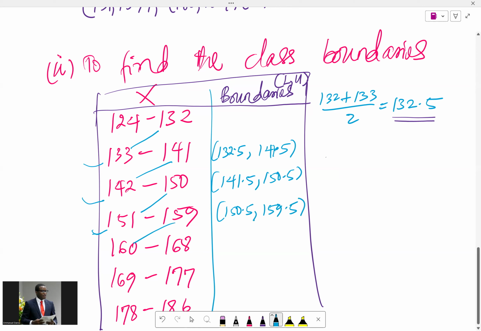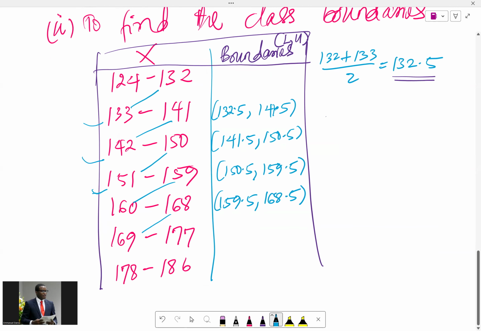Then next, the upper boundary in the first place is going to be the lower boundary for the next class. That's 159.5 by 168.5, lower, upper, like that. Then again here, the upper boundary in this class becomes the lower boundary for the next. So that's 168.5 by 177.5. And lastly, we have 177.5 by 186.5. Though we can't see any other class after that, we can know that's how it works.